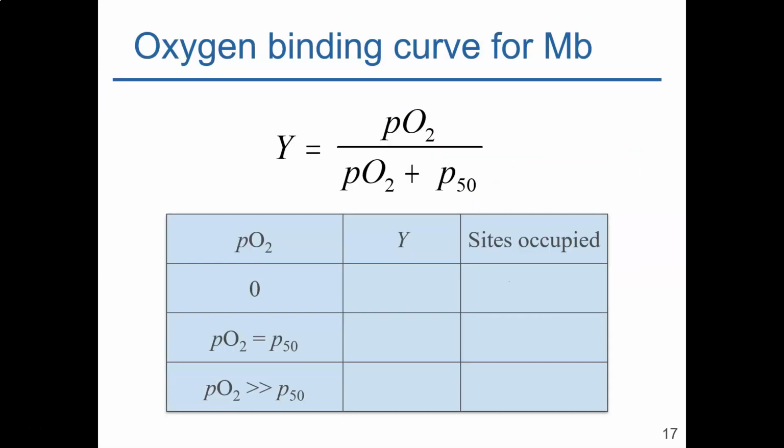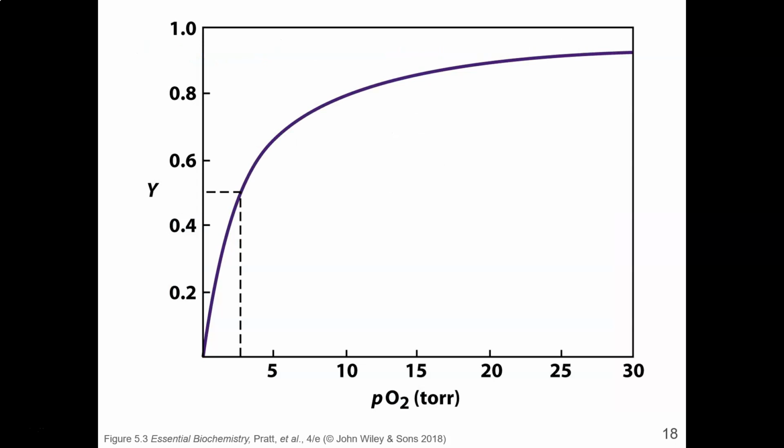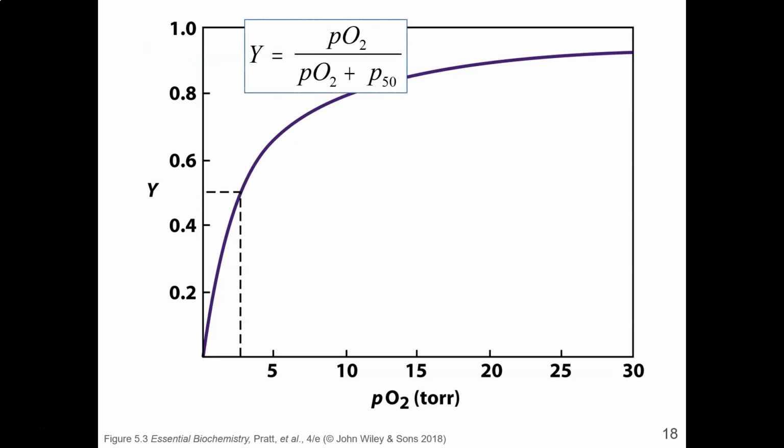So what that means then is we can use this equation and we can show that when y is equal to 0, we have no oxygen bound to myoglobin. Here's our definition of P50. So that when the oxygen partial pressure is equal to P50, half of the sites are occupied. When we get to quite high oxygen partial pressures that are much, much greater than the P50, all or nearly all of the sites are occupied. So there's our curve. So there's our equation.